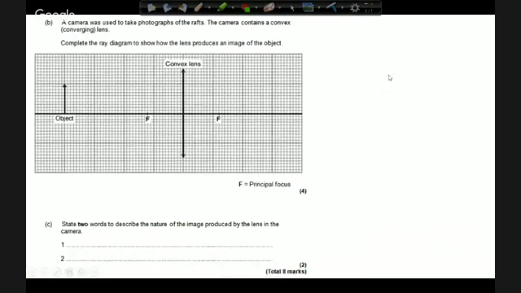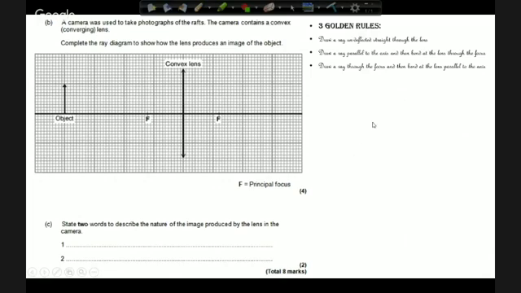So again, just hit the pause button if you want to stop at any point and have a go at the question before I go through it. So if we look at applying, on this question, our 3 golden rules. So what are the 3 golden rules? Draw a ray undeflected straight through the lens, draw a ray parallel to the axis and then bend at the lens through the focus, and then again draw a ray through the focus and then bend at the lens parallel to the axis.